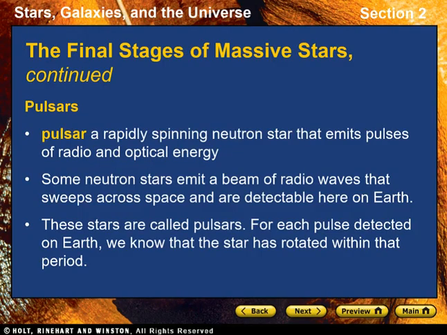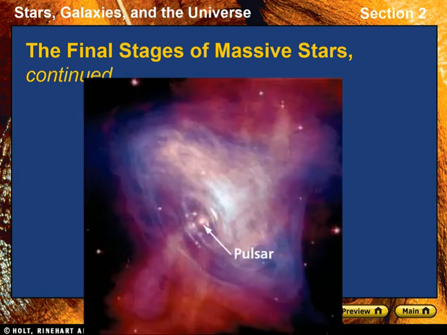Pulsars. Some neutron stars emit a beam of radio waves that sweeps across space, like a lighthouse light beam sweeps across the water. Because we detect pulses of radio waves every time the beam sweeps by the Earth, these stars are called pulsars. For each pulse we detect, we know that the star has rotated within that period. Newly formed pulsars, such as the one shown in Figure 9 on the screen here, are commonly surrounded by the remnants of a supernova. But most known pulsars are so old that these remnants have long since dispersed and have left behind only the spinning star.